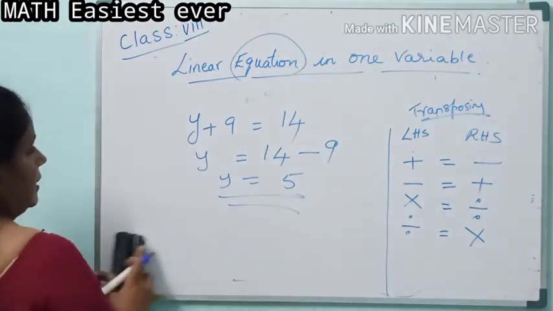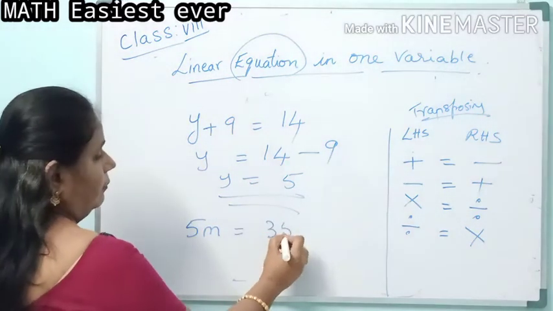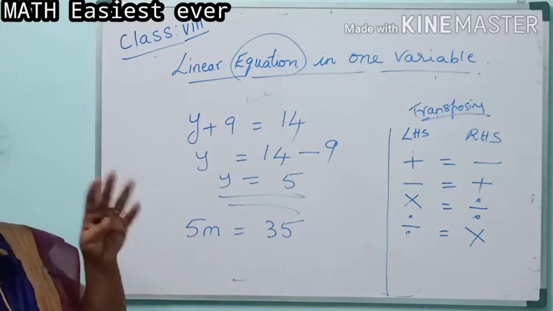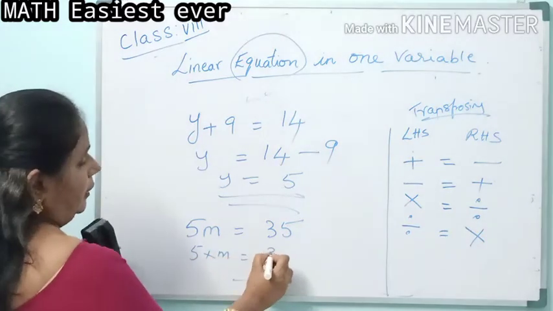So we'll have another sum. 5m is equal to 35. What is the meaning of 5m? m is a variable. 5m means 5 into m. 5 into m is equal to 35.